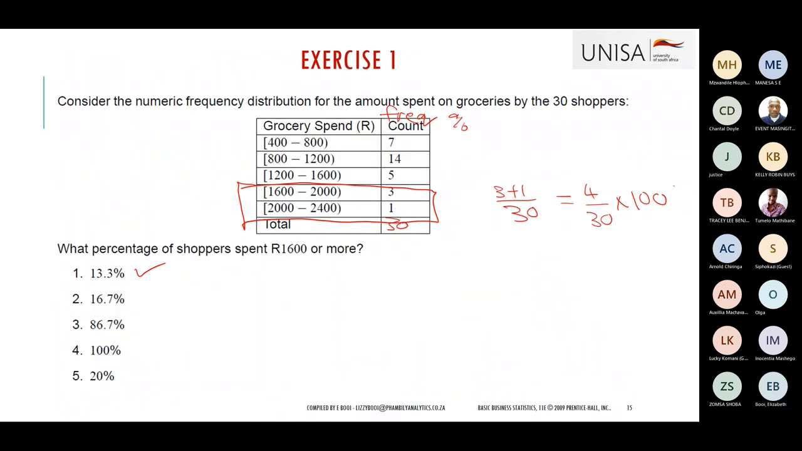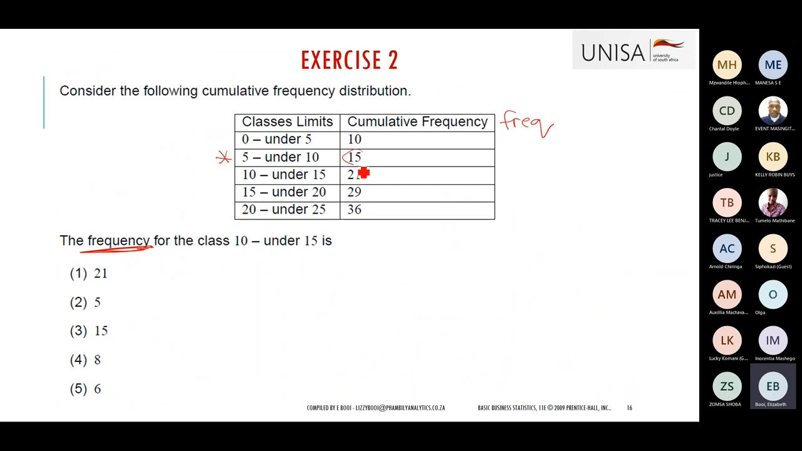So let's see. You are given this. We know that the frequency for the first one is 10 because it is always going to be equal to the same value. In order for us to find out what the frequency of this would have been, it would have been 10 plus the frequency of this should give us that. So that is? That will be 15 minus 10, because it's 15 minus the previous cumulative frequency, which is equal to 5, which is option number 2. Easy stuff, right?